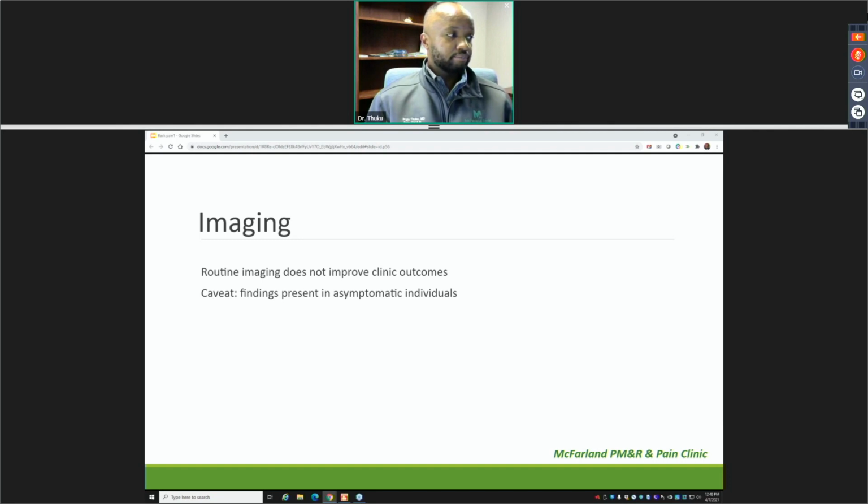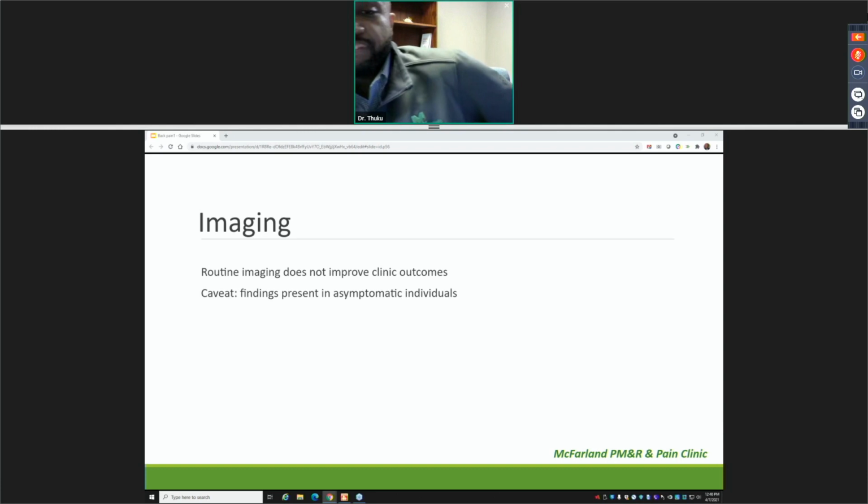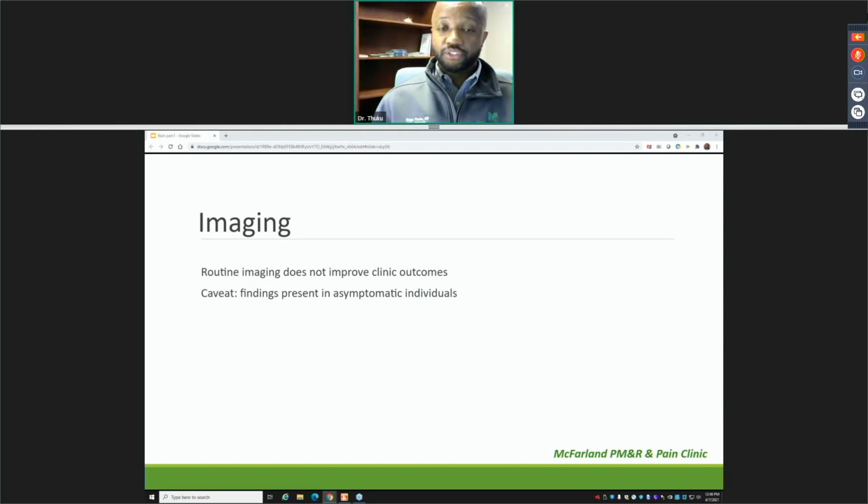But routine imaging definitely does not improve clinical outcomes. You can do all the imaging you want, it's not going to change the back pain. And also we know that some of the findings that you find in asymptomatic patients are the same that sometimes you're going to find in a patient with pain. But this is where the exam comes in handy.